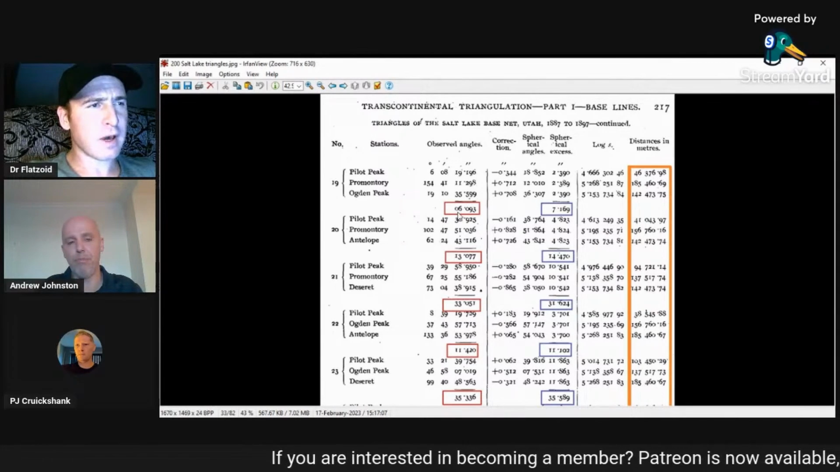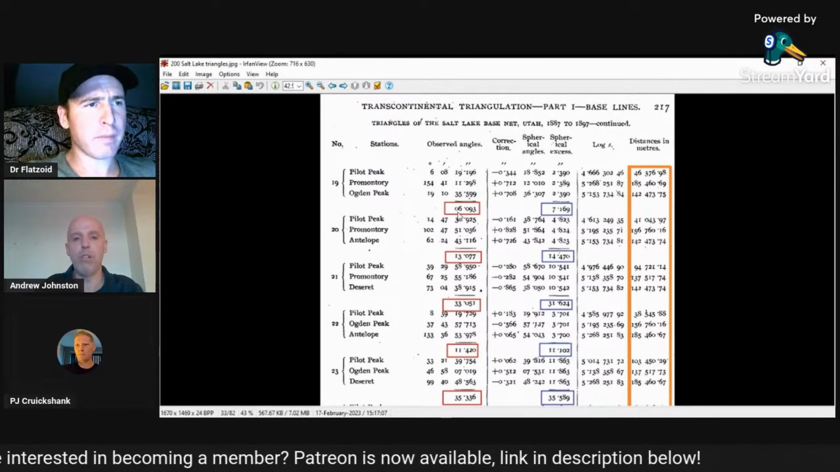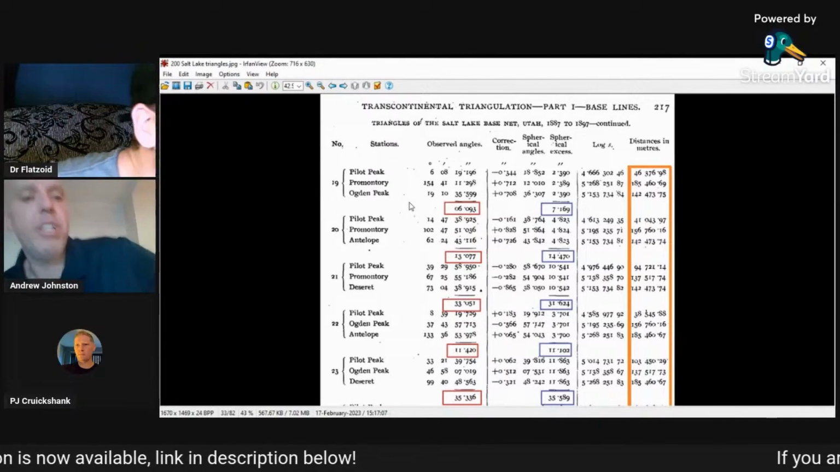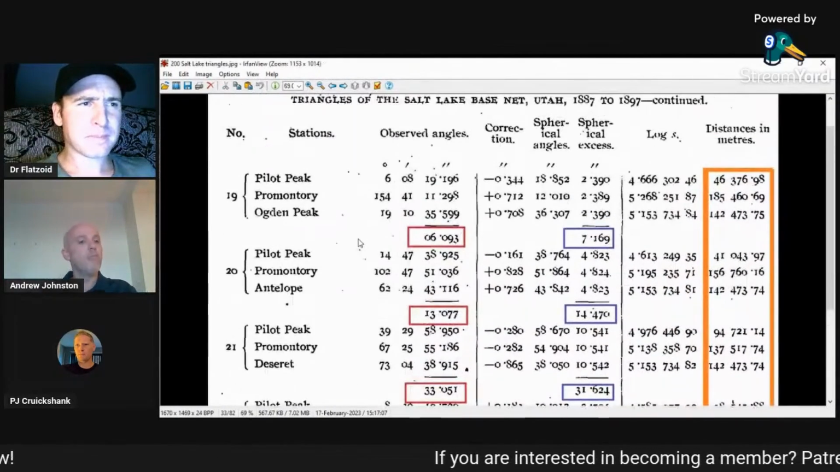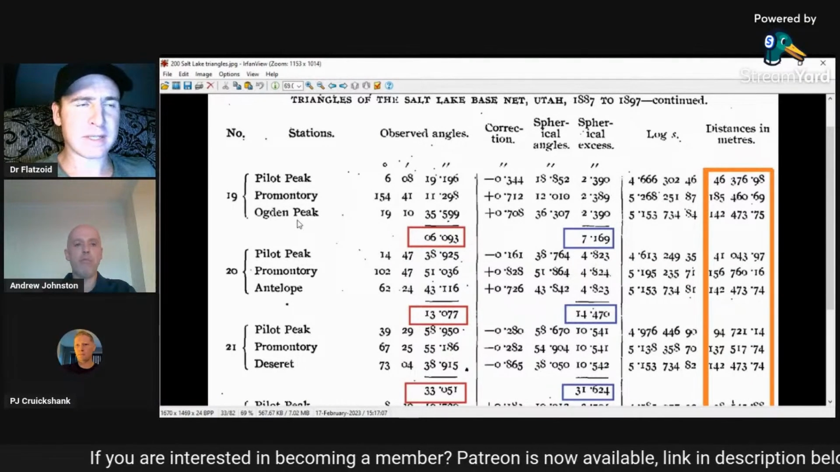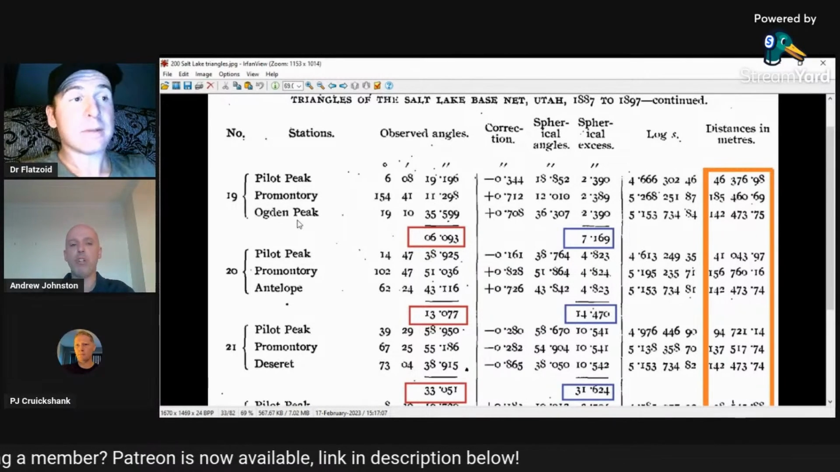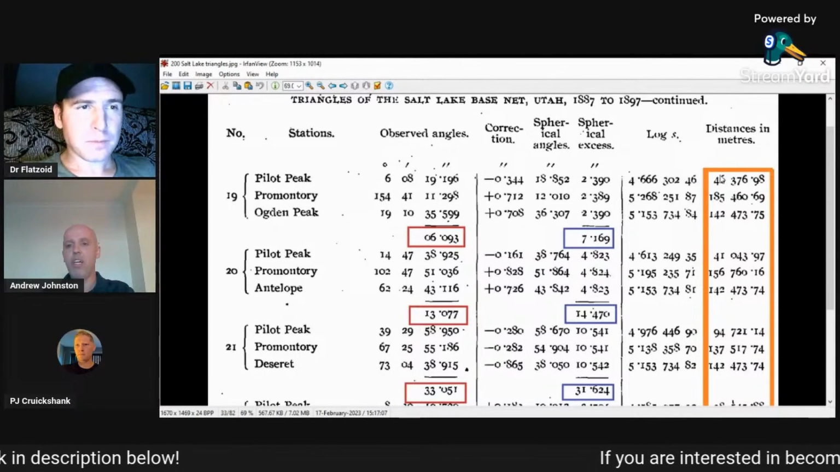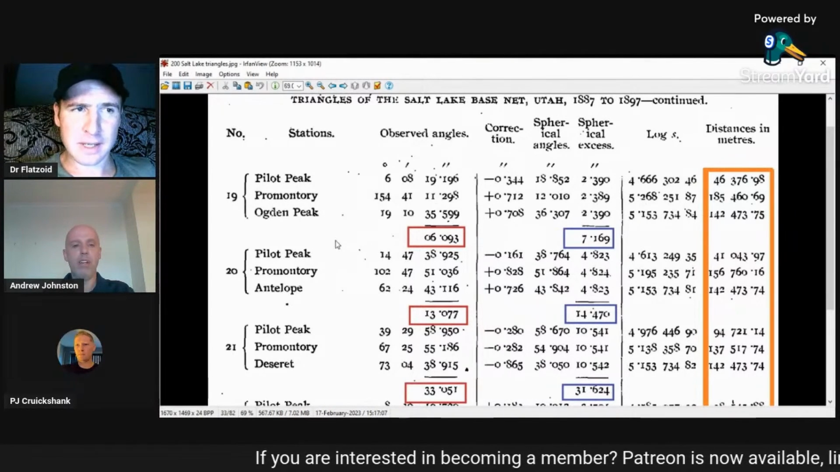But are they different distances? Pilot Peak, Promontory, and Ogden Peak. They are 3 different locations where they surveyed from. They're the points that make up your triangle. And as it happens, after doing their calculations, over on the right-hand side, this is how far they calculated those 3 were apart. Right, so different distances then.